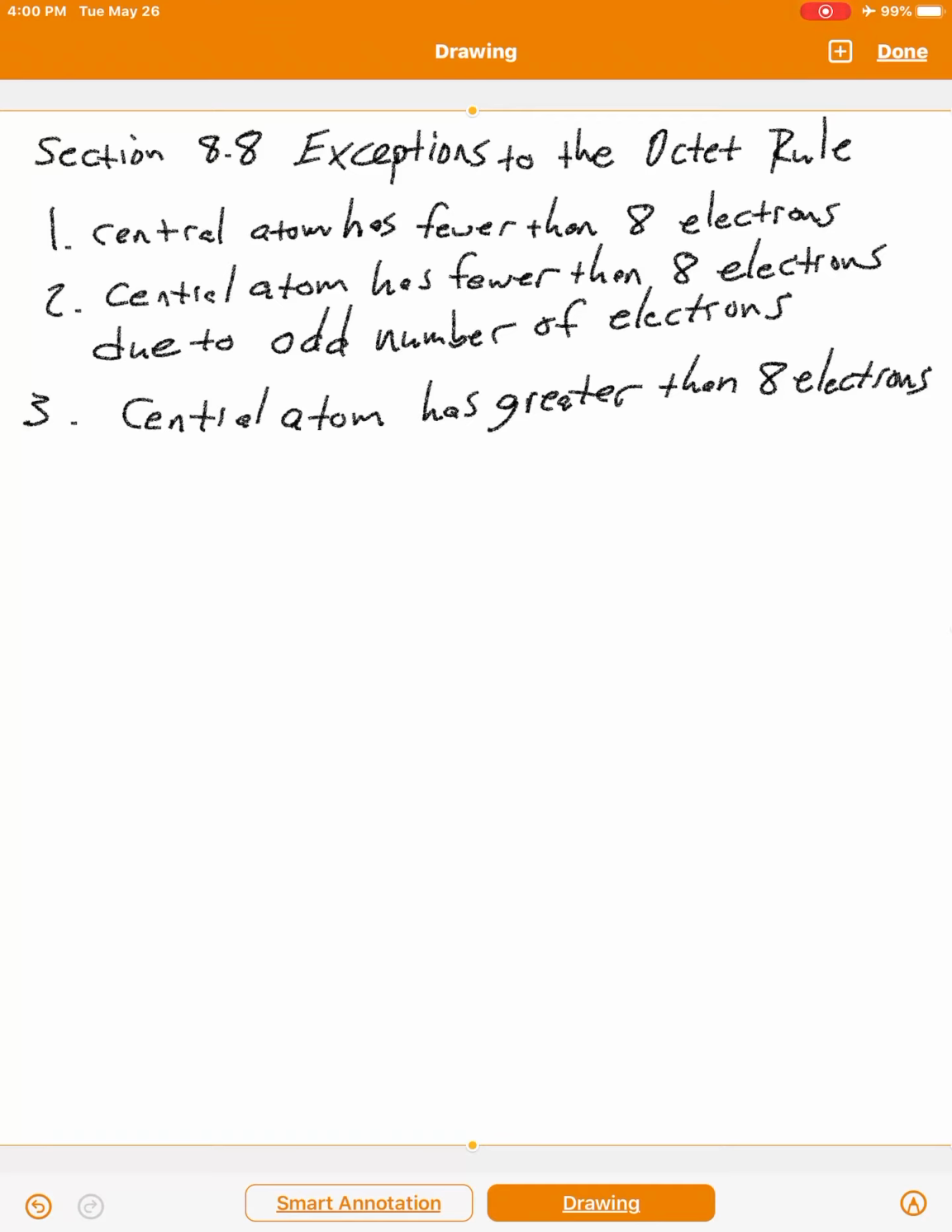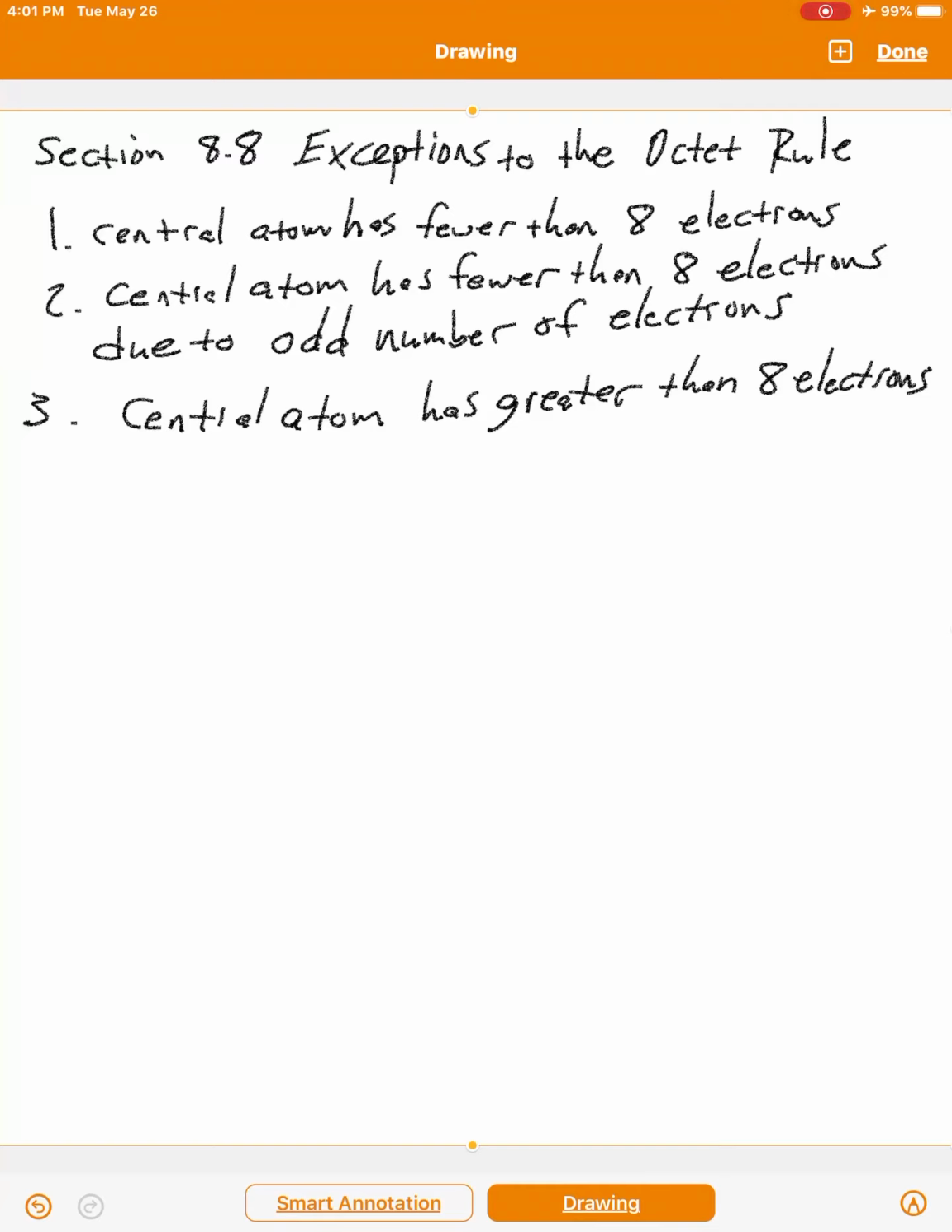Okay, section 8.8, exceptions to the octet rule. So we've learned about the octet rule. We've used it in our drawing of Lewis structures. Now we want to go over a few exceptions. It turns out there's some cases where it appears as though the best Lewis structures are ones in which the central atom does not have 8 electrons.